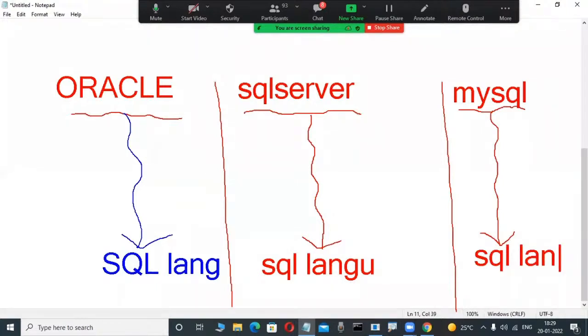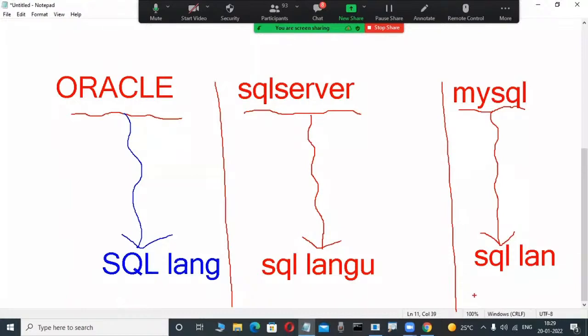Now what is my doubt? So many people attending this demo class have a doubt: are all these SQL languages the same or different? Whenever you work on the Oracle database product, your friend works on SQL Server, and another friend works on MySQL, all of you use the SQL language. But are these all the same or different?